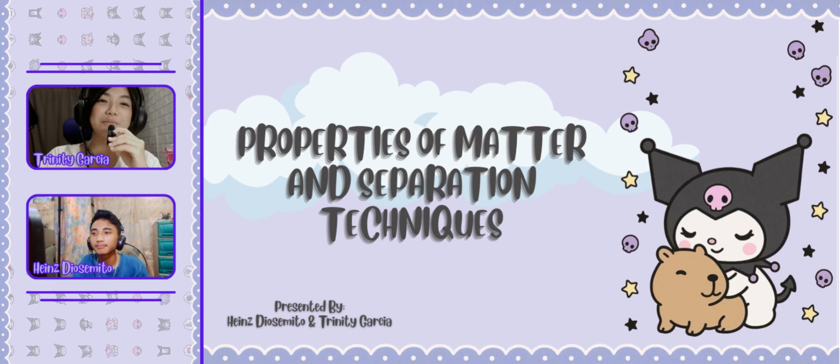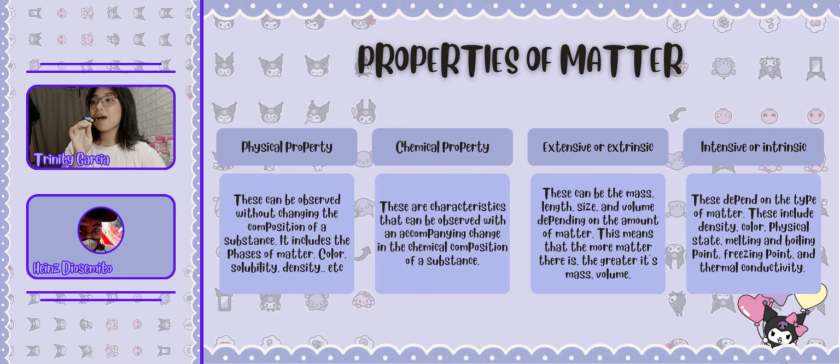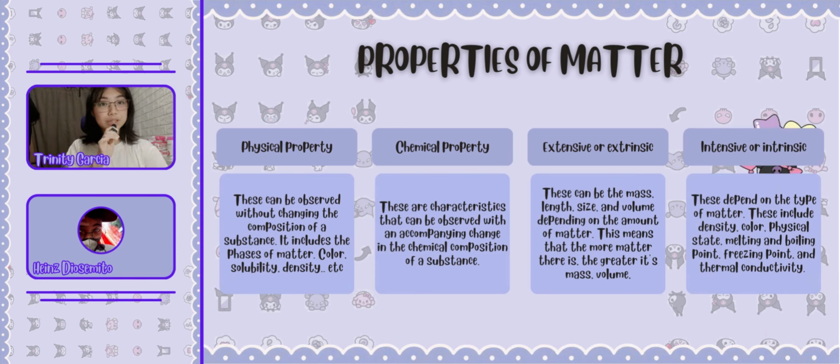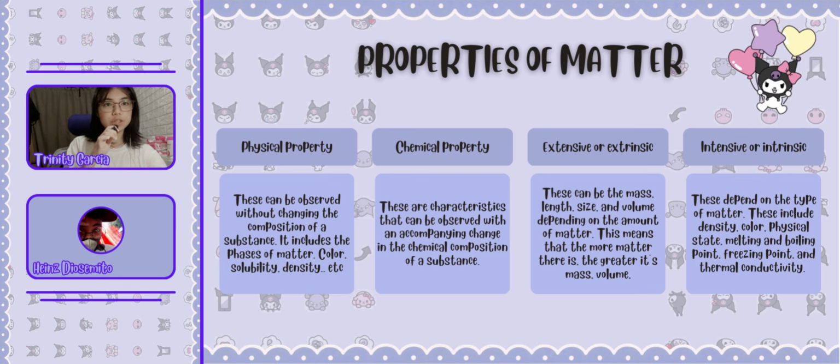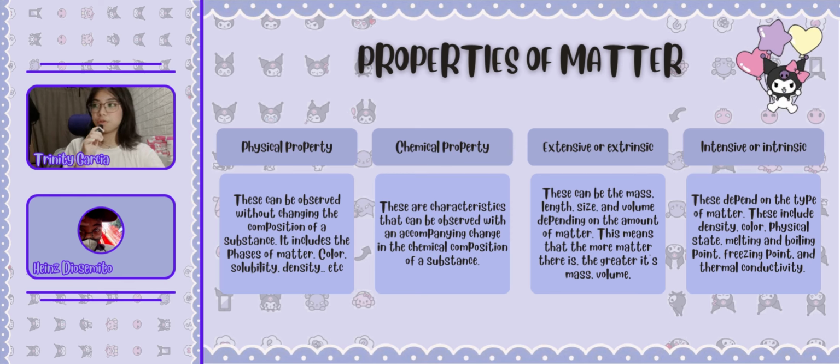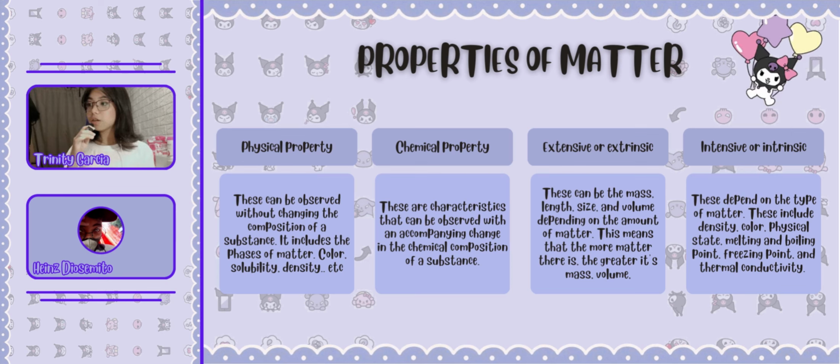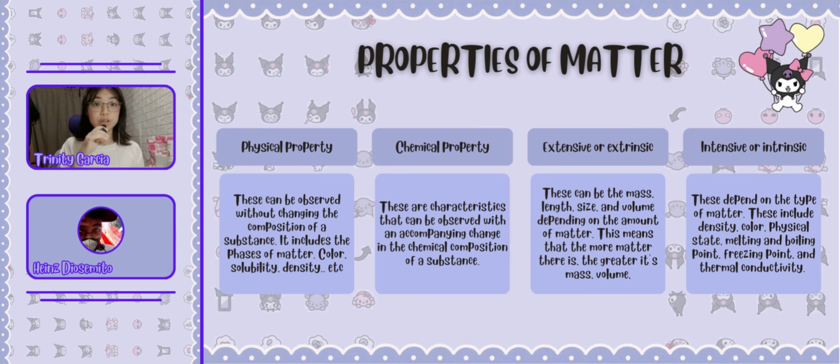Today we are going to be presenting properties of matter and separation techniques. So, moving on, we have the four properties of matter. For physical property, these can be observed without change in composition, meaning we can identify the change through physical appearance, for example, color, solubility, or viscosity.